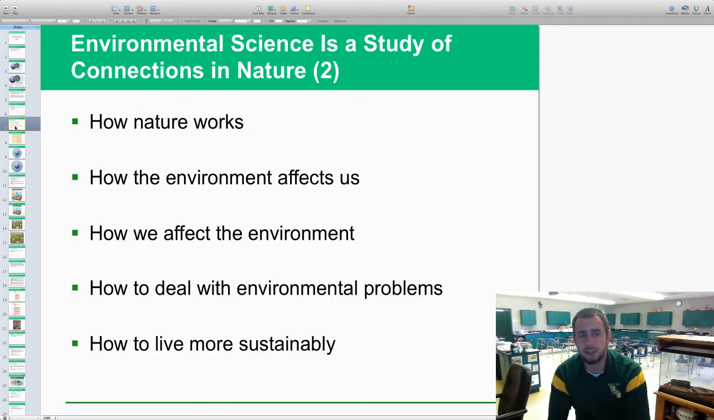So we're going to ask some questions like: how does nature work, how does the environment actually affect us, how do we affect the environment, how do we deal with the environmental problems that we're causing that are actually happening, and how can we live more sustainably? That's really the main goal of this textbook and to learn that.